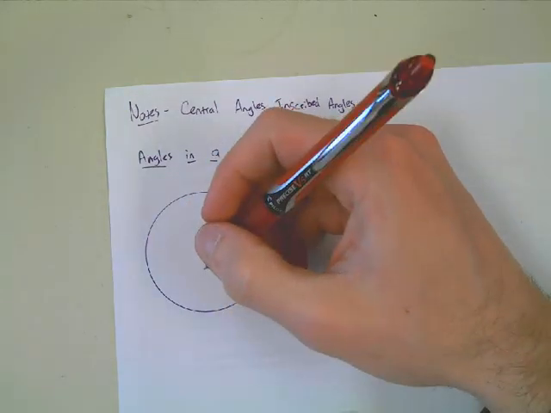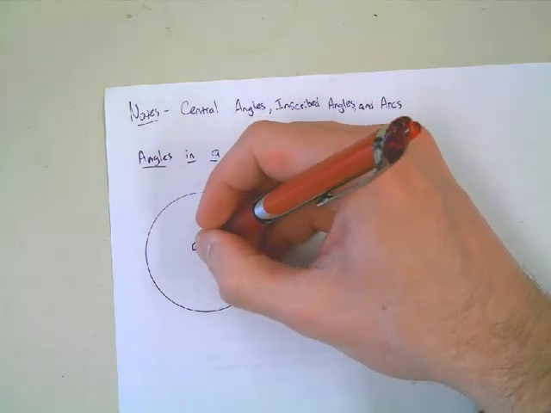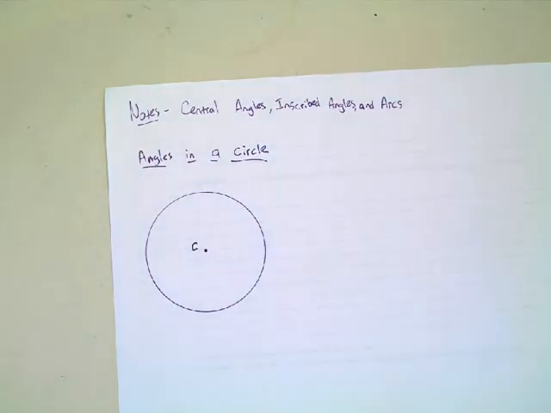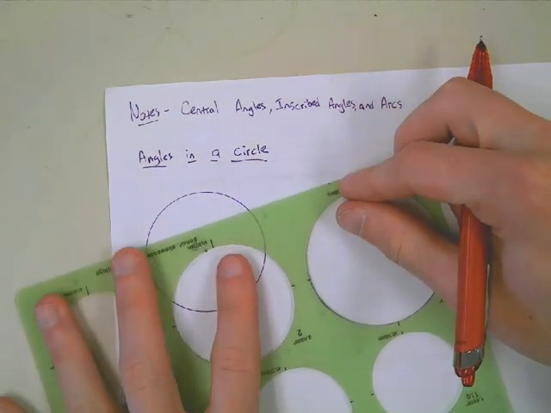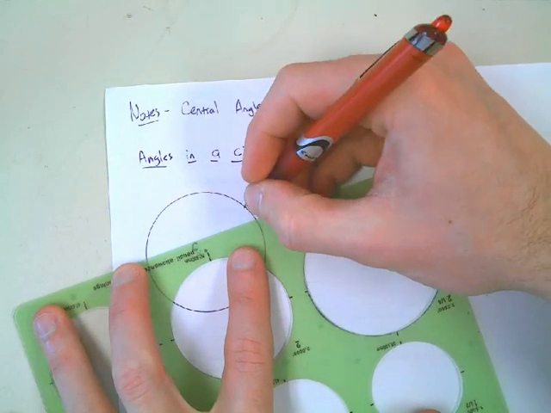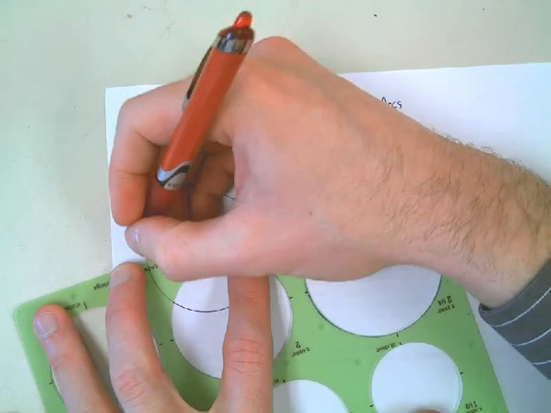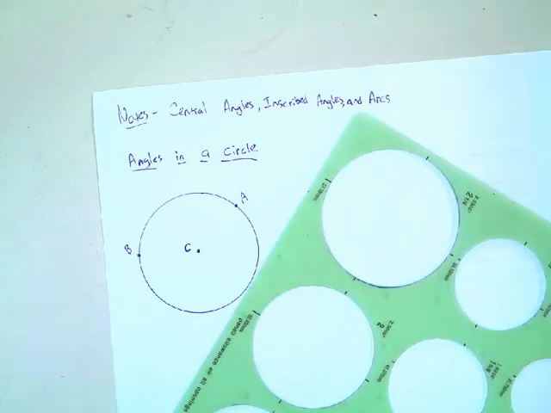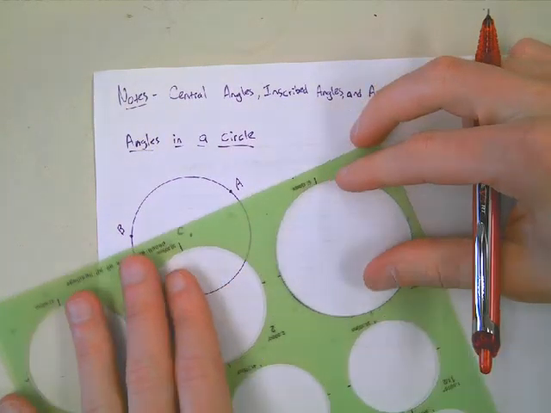Okay, so we're going to call this circle circle C. Circle with center C. Okay, and we'll draw some other pieces in as well. So we will draw a point right here and a point right here. And we'll call this point A and this point B. It's coming. And we're going to connect A and B.